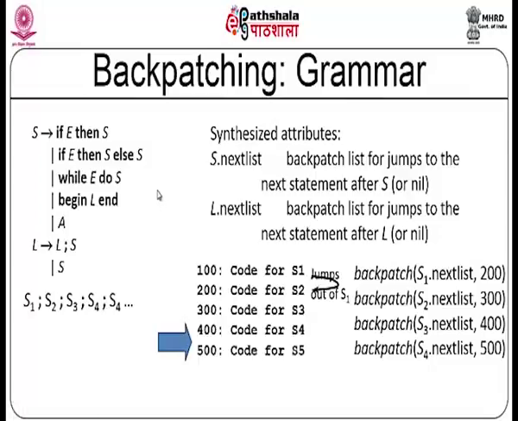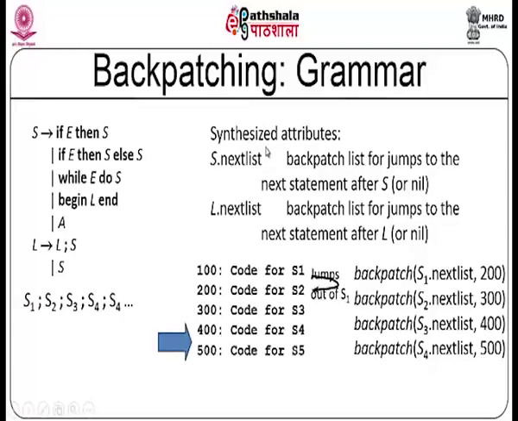So typically we know that expressions are part of your control flow statements. Therefore, backpatching has to be done also for these control flow statements. So here is the grammar which you are going to use. These we already know: while expression do statement. You will also have a begin L end, or a simple A, where this L can be L semicolon S or S, because it is going to be the Pascal syntax here.